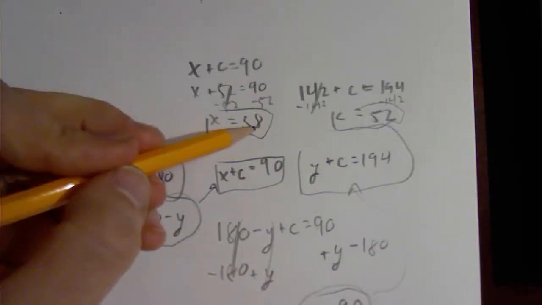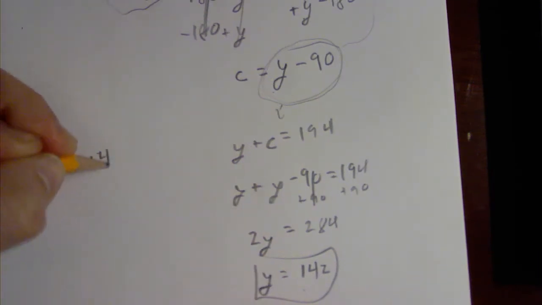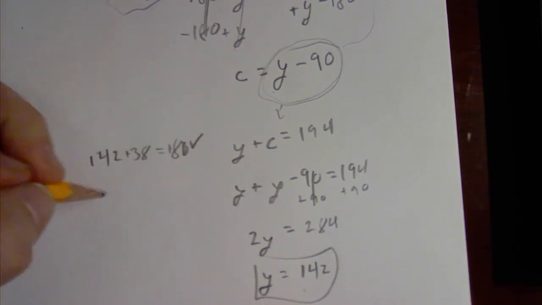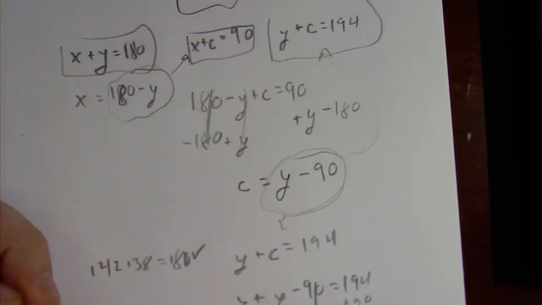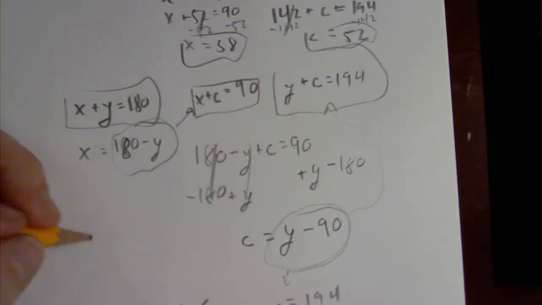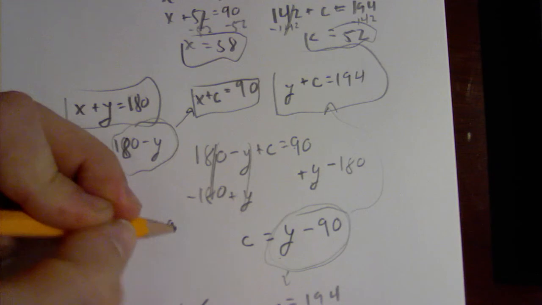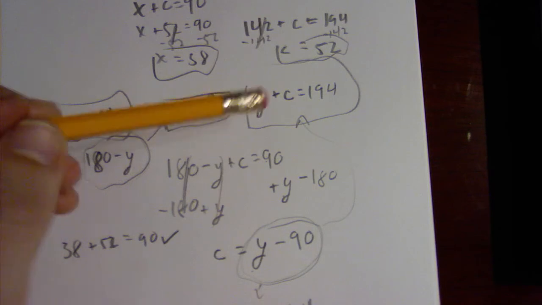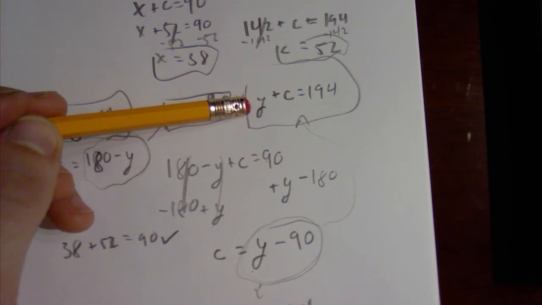And let's double check this. 38 plus 142, so that's going to be 142 plus 38. y and x should be supplementary. 40 and 30 is 70, plus 10 more is 180. That checks out. And c and x should be complementary, so x is 38, c is 52, so 38 plus 52, yep, that's 90, because 80 and 10 more is 90. That checks out. And finally, just to be completely sure, I should have y plus c is 194, my supplement and complement. According to the problem, they should add up to 194.